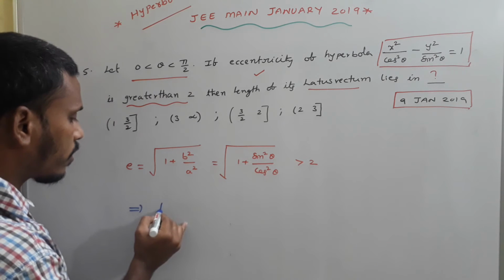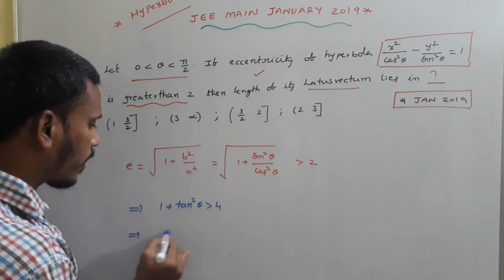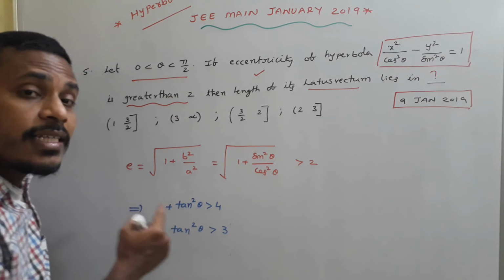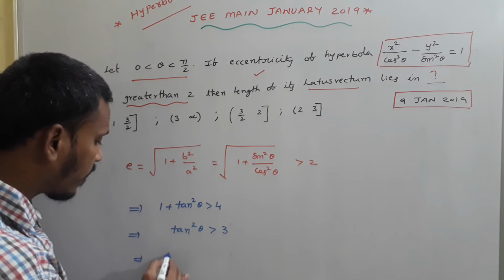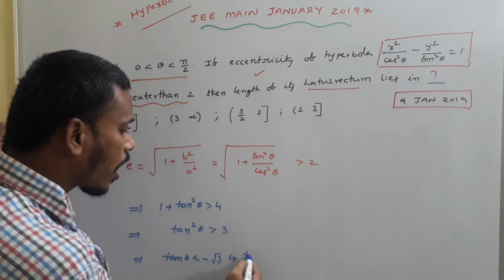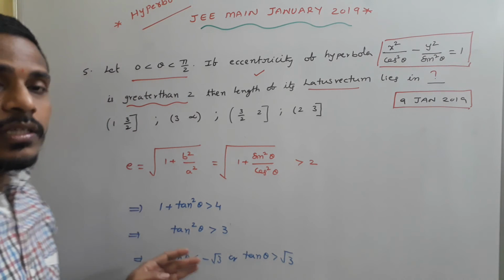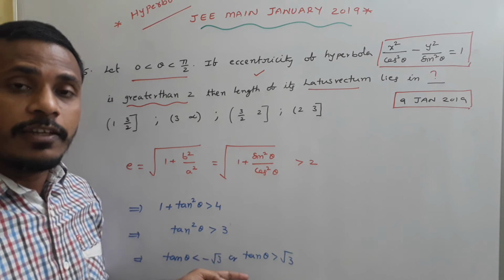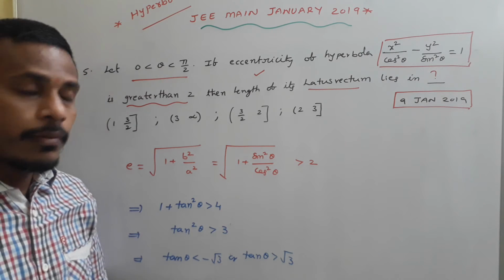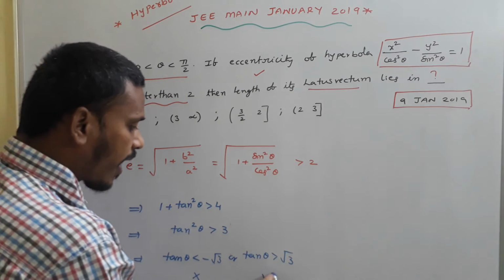So if you square on both sides, 1 plus tan square theta is greater than 4, and that implies tan square theta is greater than 3. See, tan square theta is greater than 3. Since tan square theta is greater than 3, we have that tan theta is either less than minus root 3 or tan theta is greater than root 3. Because, for suppose if you have x square greater than 3, then how will you express it? The x value is on either side of root 3 and minus root 3. So the same thing. But as given theta is in between 0 and pi by 2, just neglect this region and accept this region.